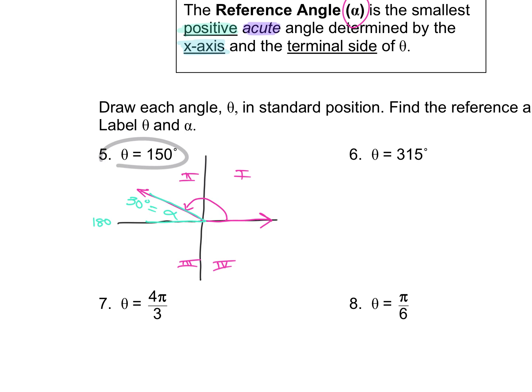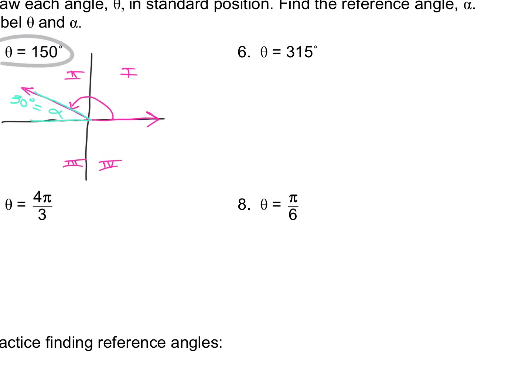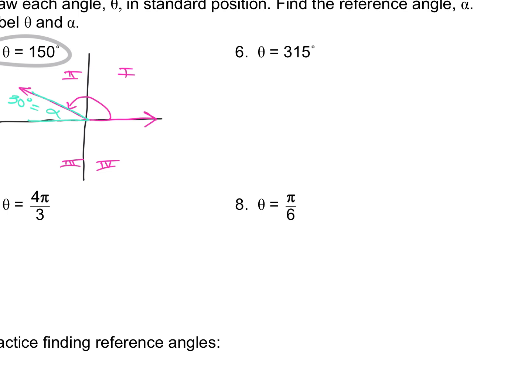So let's try that again with 315. Where is 315? 4. And specifically, where in 4? In the middle. So I draw, here is my initial side. Here is my terminal side. I do my rotation around. This is my 315-degree angle.